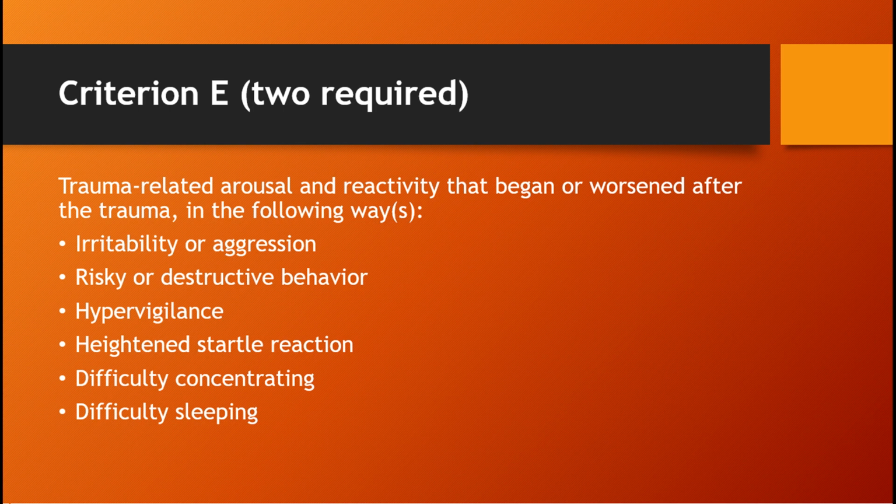Criteria E. Symptoms included in criteria E involve symptoms related to alterations in arousal or reactivity. These symptoms most closely resemble those seen in panic or generalized anxiety disorders. While symptoms such as difficulty sleeping and difficulty concentrating are common anxiety symptoms, hypervigilance and heightened startle response are more characteristic of PTSD. The hypervigilance in PTSD may sometimes become so intense it may appear like paranoia.